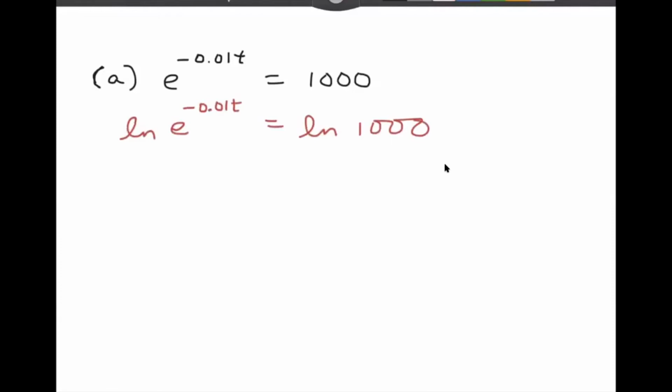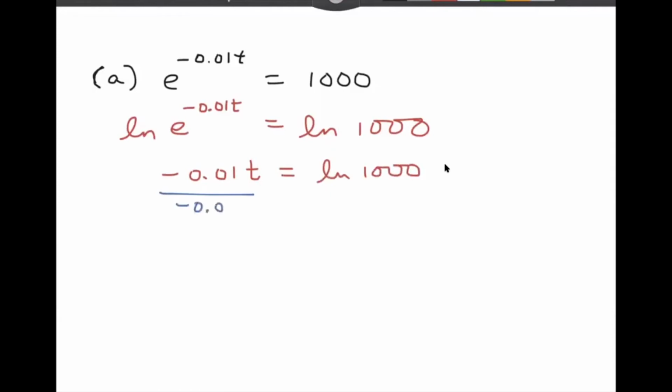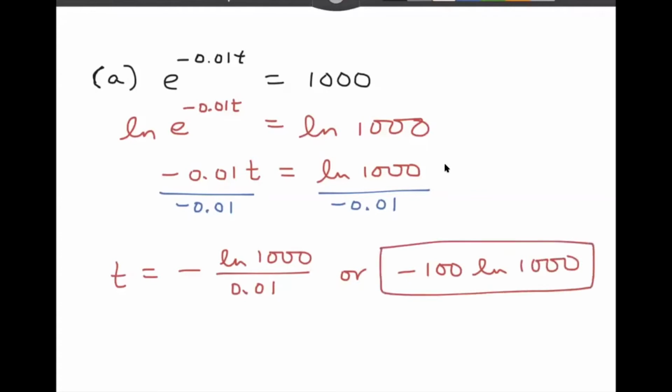By the inverse property of natural log x and e to the x, natural log of e to the negative 0.01t is just negative 0.01t. All right, so suddenly we're looking at an algebra 1 equation. We will divide both sides by negative 0.01, and we find that t is equal to negative natural log 1,000 divided by 0.01, or it looks a little bit nicer if you write it as negative 100 times natural log 1,000, right? All right, so that was pretty easy.